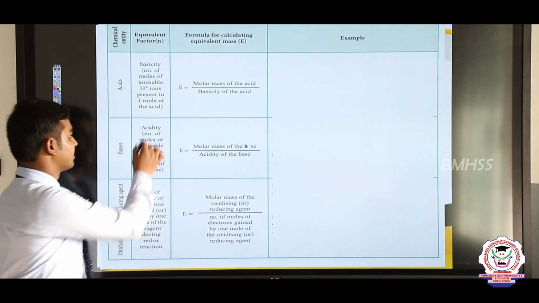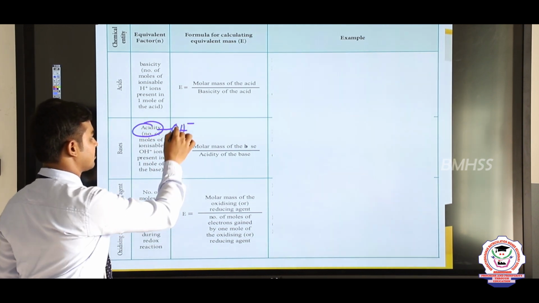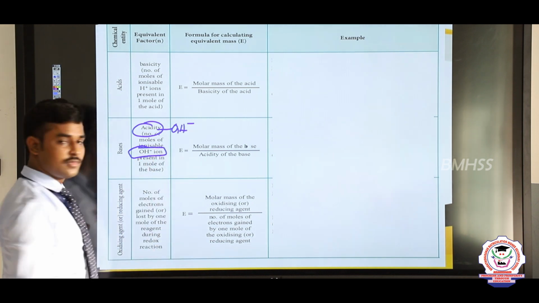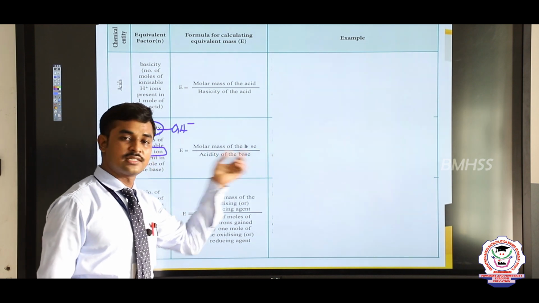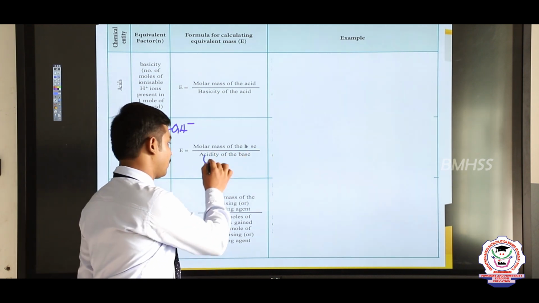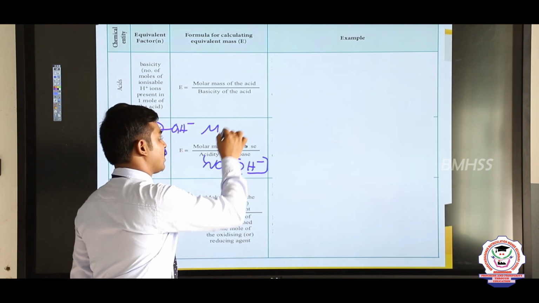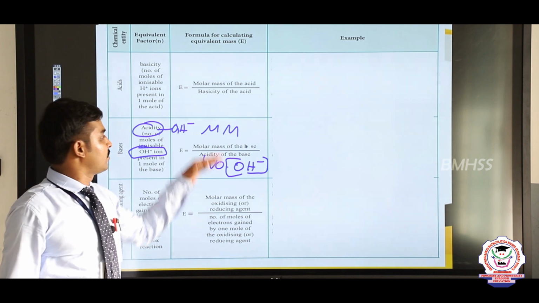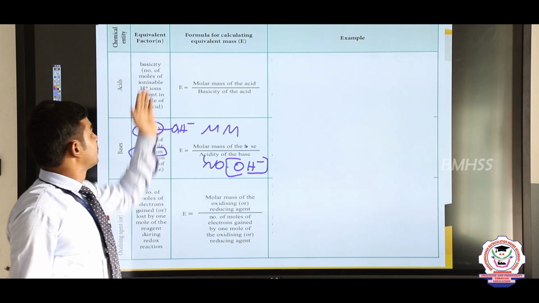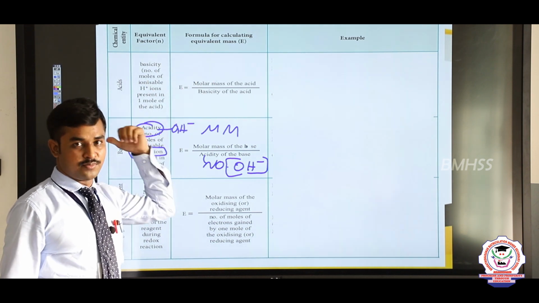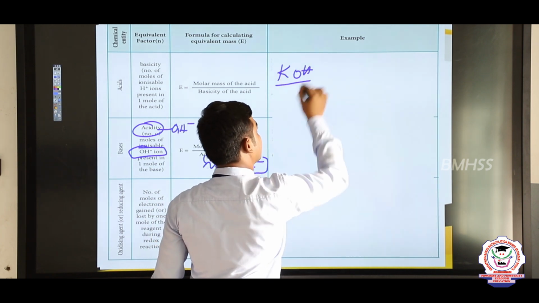The word acidity represents the OH minus ions present in the base. So, the formula for bases is the molar mass of the base divided by the acidity of the base, that is, the number of OH minus ions. The division of molar mass by the number of OH minus ions present in the base gives the gram equivalent mass. I will show you one example, the potassium hydroxide molecule.